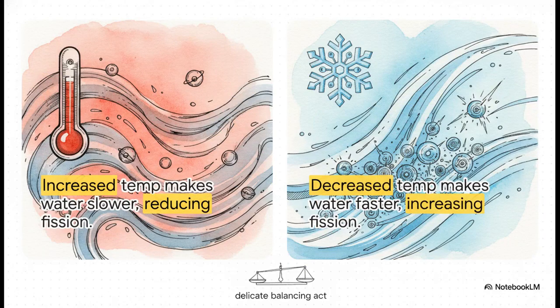Well, our source data highlights a brilliantly clever method using water temperature. If you raise the water temp, it actually decreases the mean fluoride concentration, which represents the average number of neutrons. That makes the water slower and reduces the probability of fission occurring. On the flip side, cooling the water down increases that fluoride concentration, making the water faster and ramping up the fission probability. It is an incredibly delicate balancing act of temperature regulation.